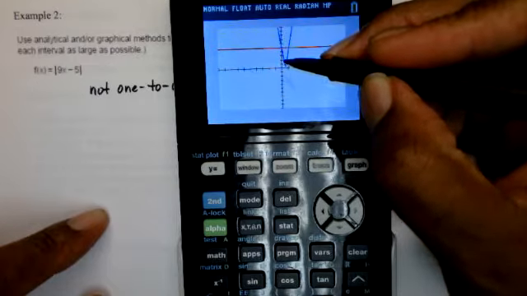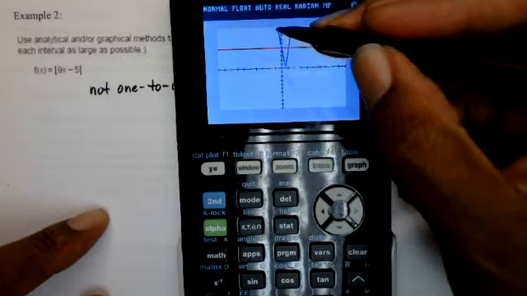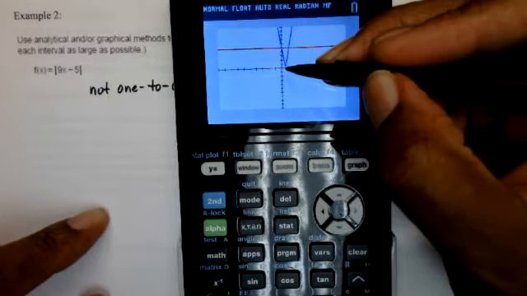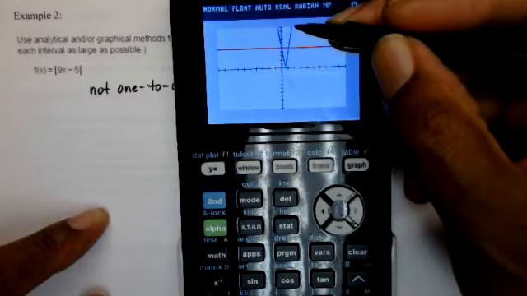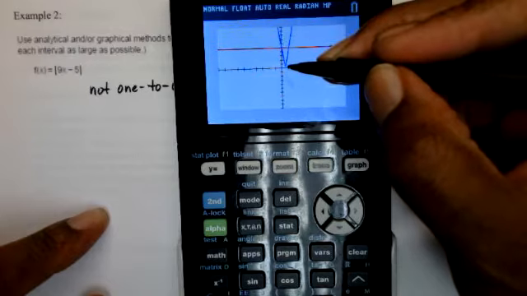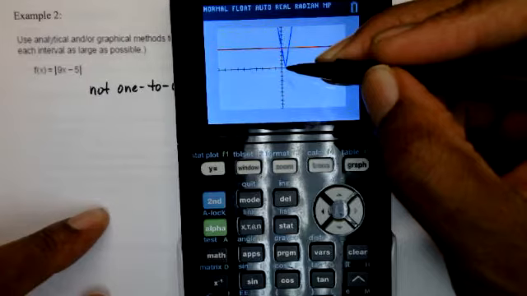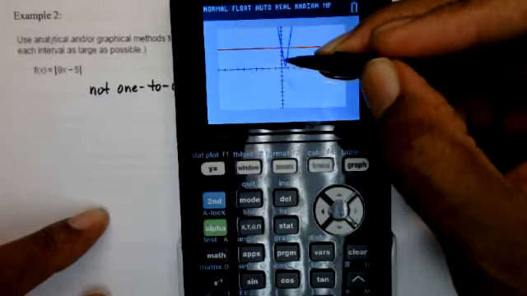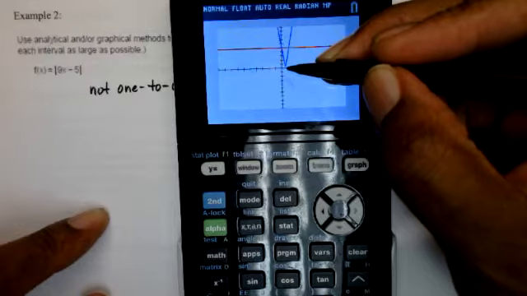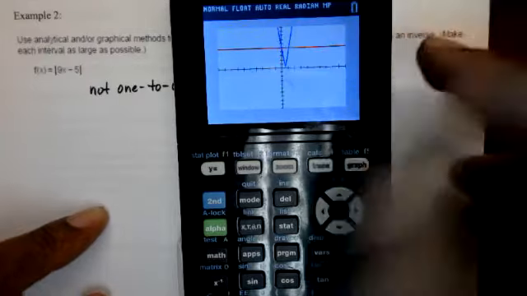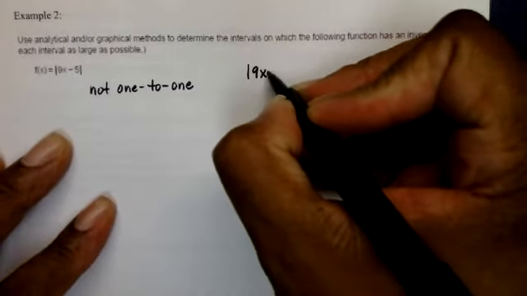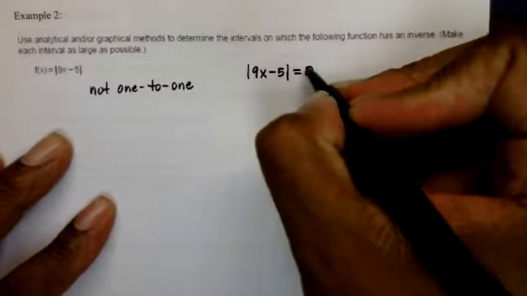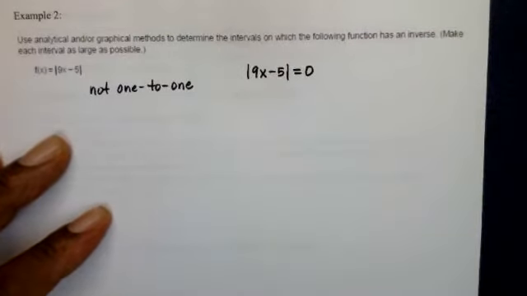Because if we only consider what's to the left of it, we would have an inverse function. Or if we consider only what's on the right, this part right here, it would have an inverse function. But if we consider the whole thing, we want to find out where the problem point is. And it's on the x-axis, so I know that the y value has to be equal to 0. So let's take that absolute value function, the absolute value of 9x minus 5, and set that equal to 0 and solve for x.